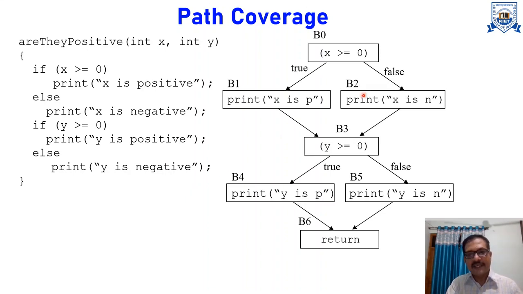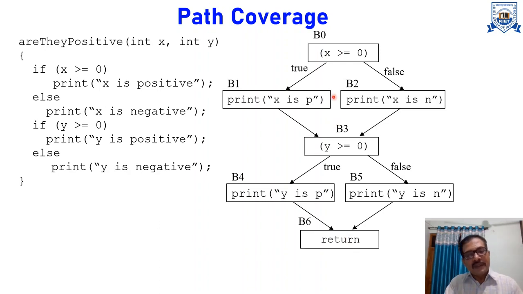So you see, this is the first node. I'm going to check x is greater than or equal to 0. If it is true, I am printing x is positive. If it is false, I'm going to print x is negative. Then I'm checking another condition, that is y is greater than or equal to 0. If it is true, I'm going to print y is positive, otherwise I'm going to print y is negative, and finally my program ends here. So from the starting node to the end node, this is my initial node and this is my final node where my program ends, right?